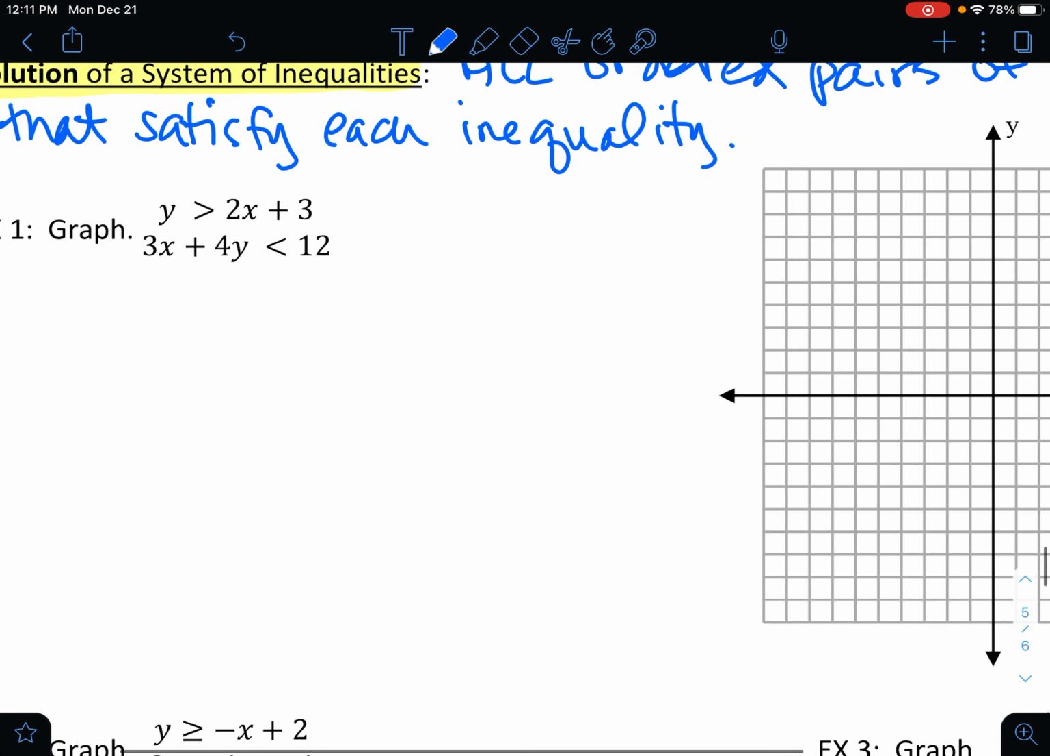I'm going to do a couple colors here. I'm going to work with the first inequality in blue. When I look at this, I say to myself, this is slope-intercept form. So my m is 2, my slope is 2, my y-intercept is 3. And before I go any further, make a decision: is it solid or dashed? This is just greater than, so this is dashed.